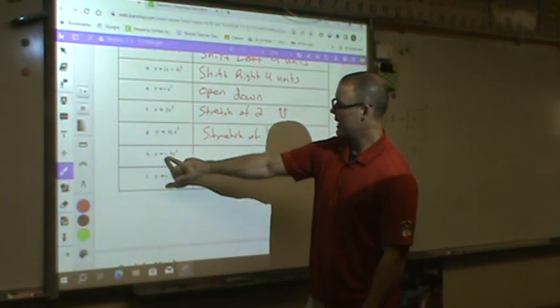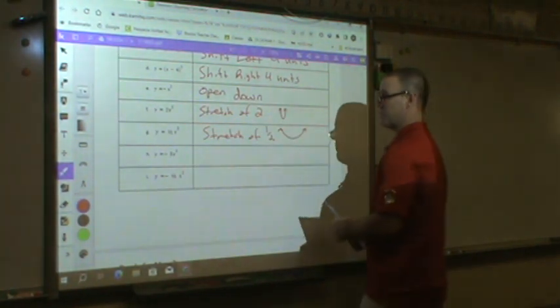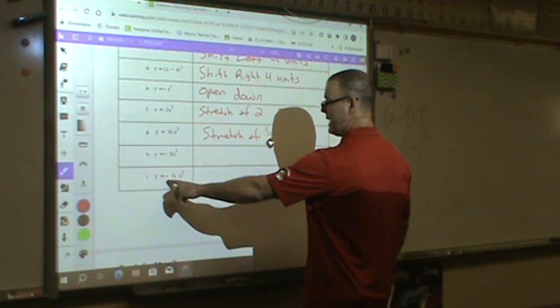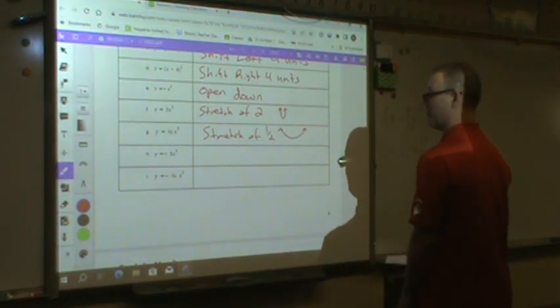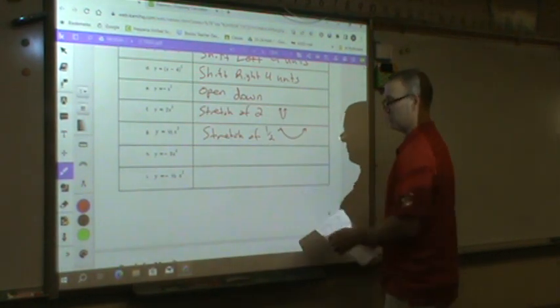H, the minus 3, what opens down? Stretch of 3. I, opens down? Stretch of 1/3. So again, here's the difference between those.